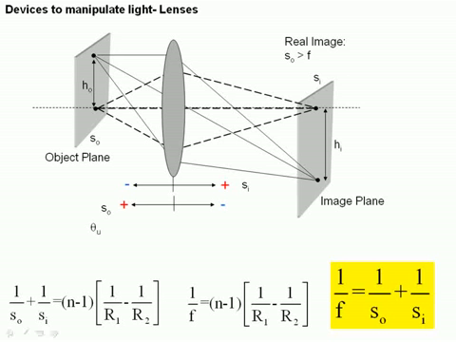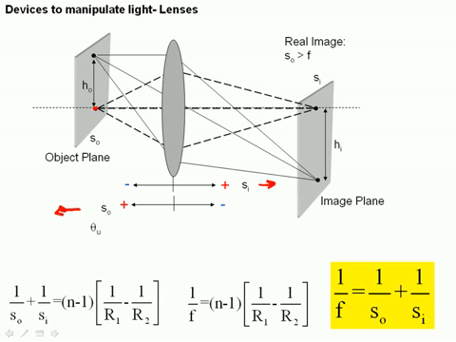The last thing, or there are two more things I want to cover here. Let's take a look at a picture of an imaging system. Again, let's make note of our sign conventions: images are positive to the right side and objects are positive to the left side of the lens.